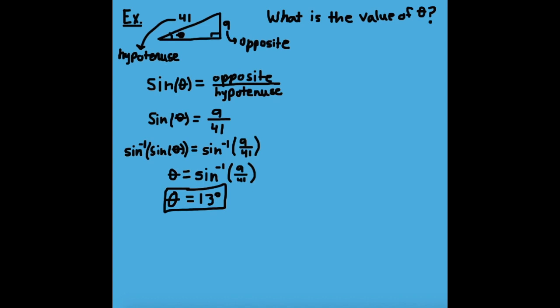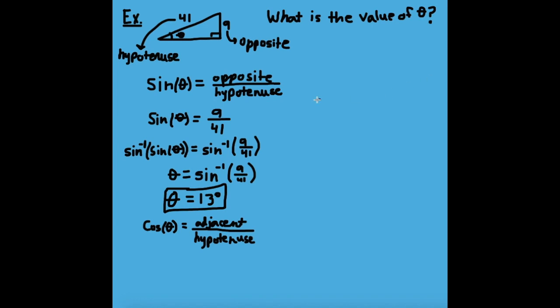Now, let's try finding the angle if we used a different trigonometric function. What if we used cosine? Will we still get the same answer for the angle? So cosine is adjacent over hypotenuse. This is the adjacent side, since it is next to angle theta. Since we do not know the adjacent side, let's use the Pythagorean theorem.